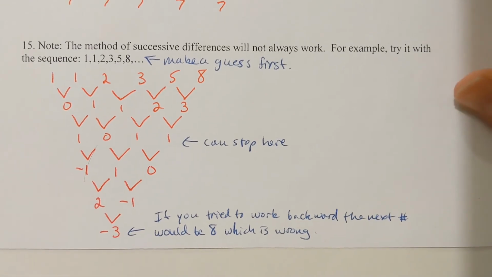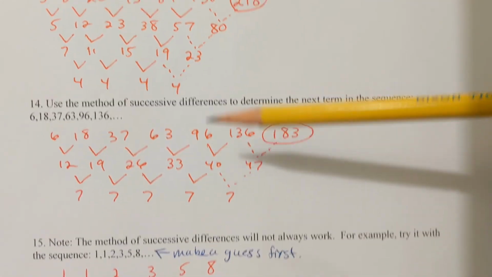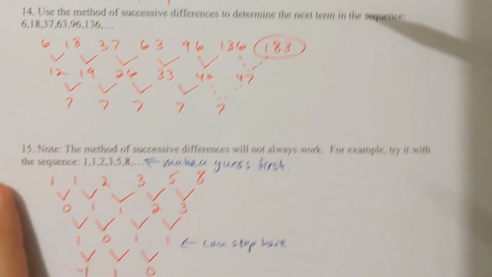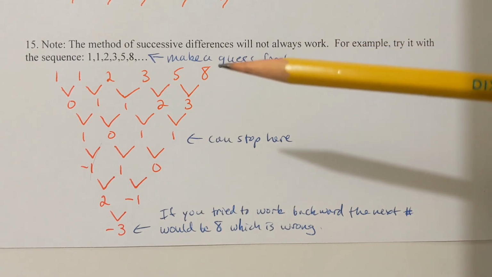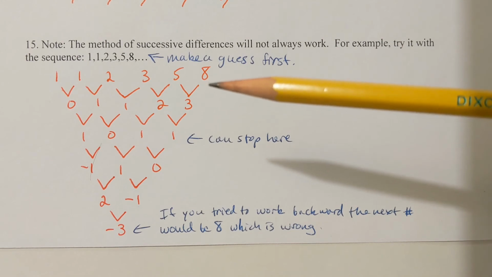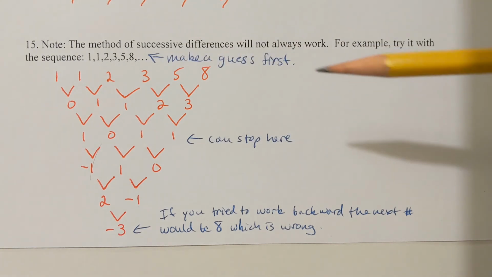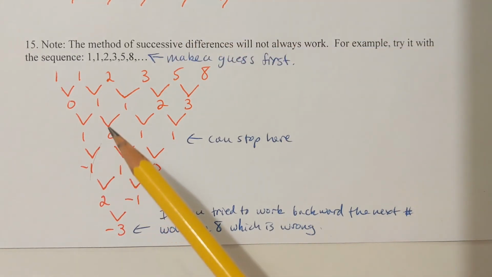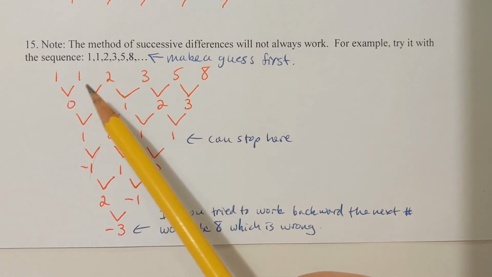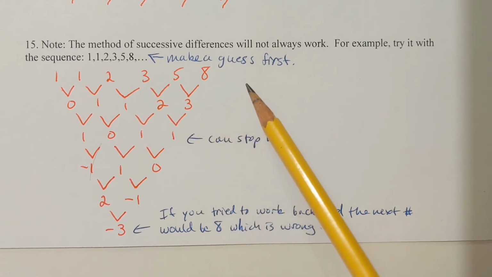Now, there's a note, which is very important, saying that the method of successive differences will not always work. Sometimes students like what we're doing here and they use it all the time, and you don't want to do that. Sometimes it won't work. For example, suppose that we have a sequence that we've already seen before, called a Fibonacci sequence: 1, 1, 2, 3, 5, and 8. Previously, what we're doing there is adding the two previous numbers to get the next number. So 1 plus 1 is 2, 1 plus 2 is 3, 2 plus 3 is 5, 3 plus 5 is 8. So you guess the next term would be 5 plus 8, which is 13.